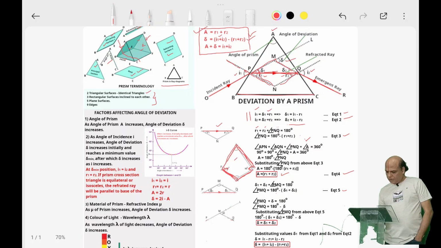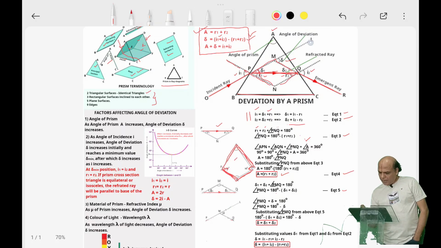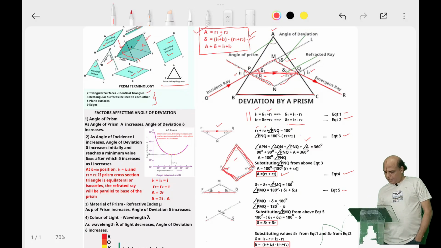Okay, now consider the straight line PML, and this projected emergent ray MQ. Any straight line bears 180 degrees. So angle LMQ plus angle PMQ would be 180 degrees. This is delta, the angle of deviation. From this we get angle PMQ is equal to 180 degrees minus delta.